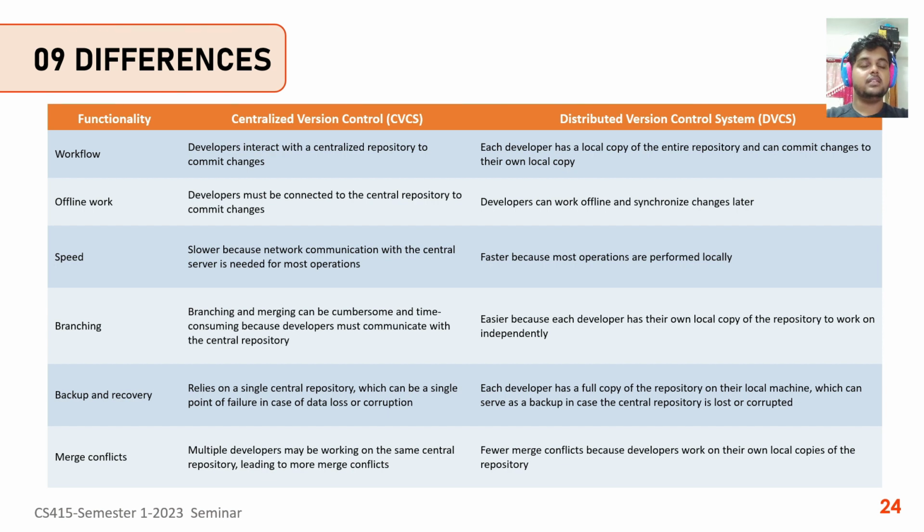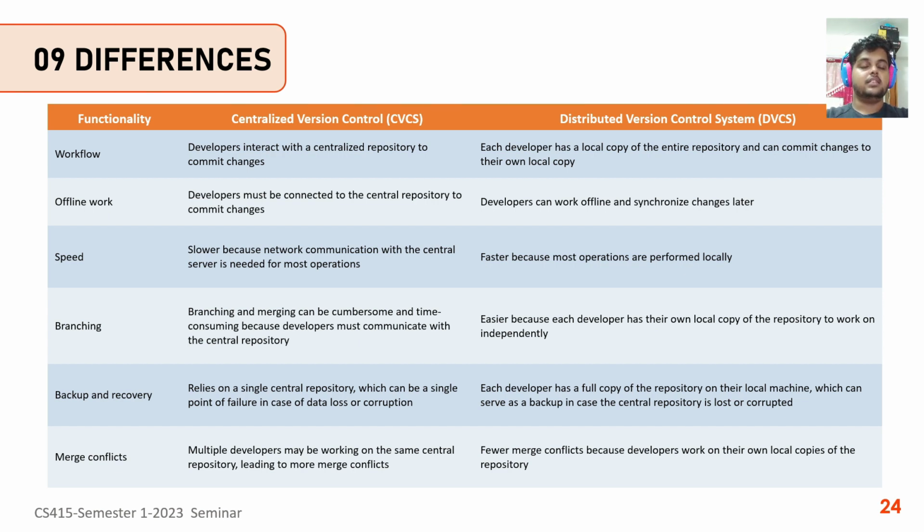In terms of speed, centralized is slower because network communication with the central server is needed for most operations, whereas a distributed version control system is faster because most operations are performed locally. Branching and merging can be cumbersome and time consuming because developers must communicate with the central repository in a centralized version control system, whereas in a distributed version control system, branching is easier because each developer has their own local copy of the repository to work on independently.